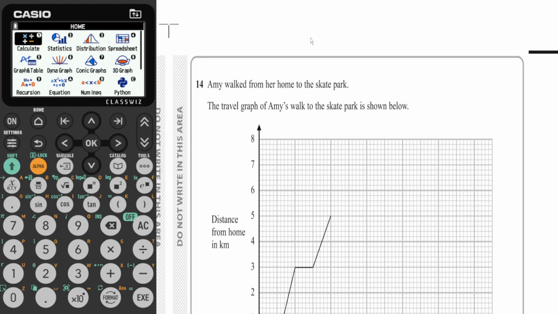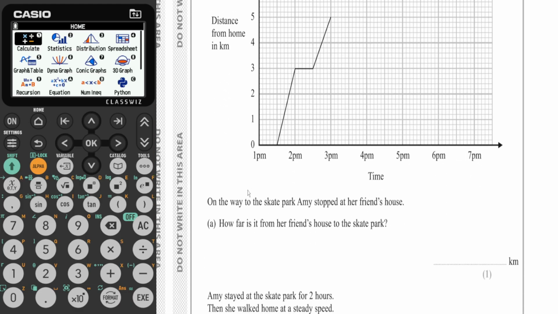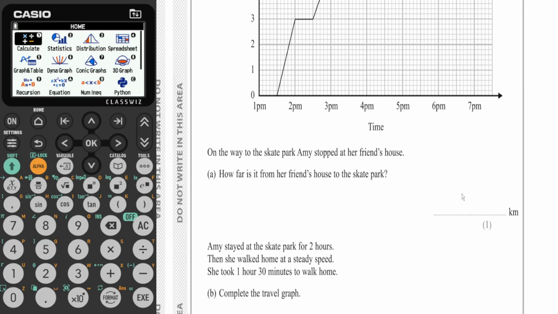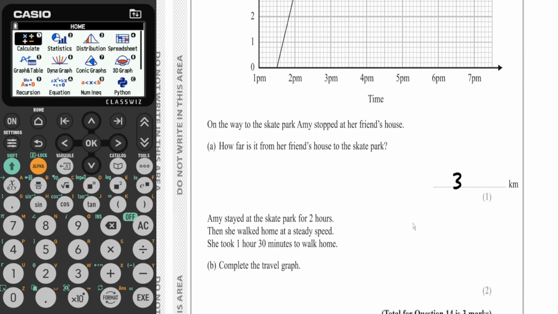Question number 14. Amy walked from her home to the skate park. The travel graph of Amy's walk to the skate park is shown below. On the way to the skate park, Amy stopped at her friend's house. Part A, how far is it from her friend's house to the skate park? So when she stops, that's 3 kilometers in, so she's 3 kilometers away.